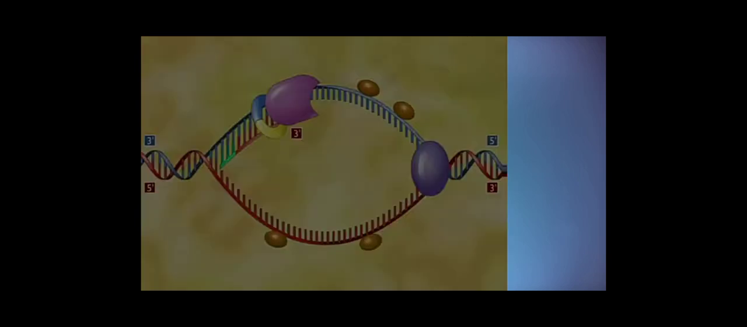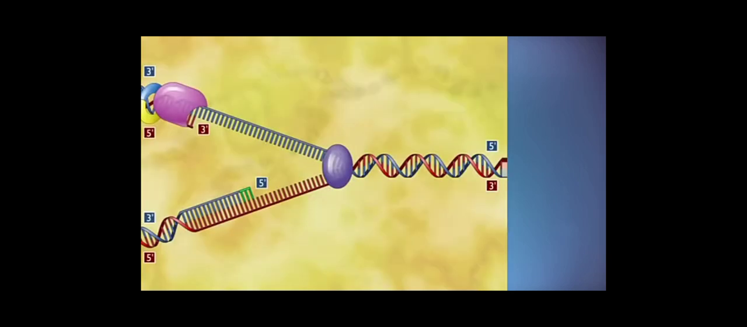Because the two parent strands of DNA are antiparallel, they are oriented in opposite directions and must therefore be elongated by different mechanisms. The leading strand elongates toward the replication fork by adding nucleotides continuously to its growing 3' end.